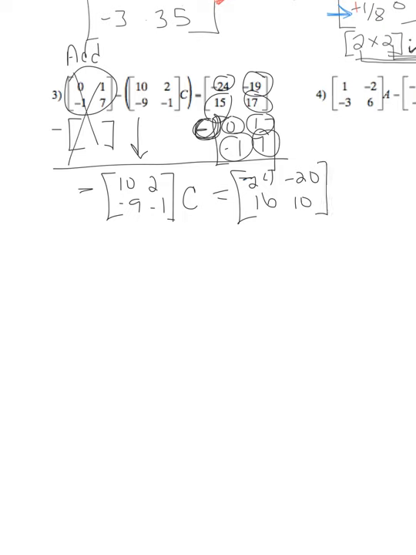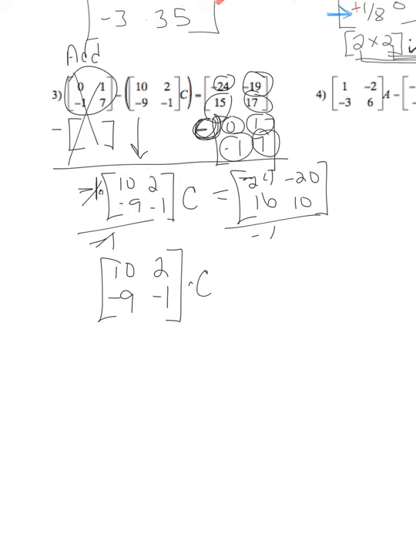Okay, this -1 over here is really a -1 multiplied times this matrix. So it's just a scalar. I can divide off a -1, so those are gone. So I'll divide this side by -1. So now here we have this 10, 2, -9, -1 times some other matrix C is equal to, now all these on this side are just going to be divided by -1, so we'll change all their signs. So it's going to be 24, 20, -16, and -10.